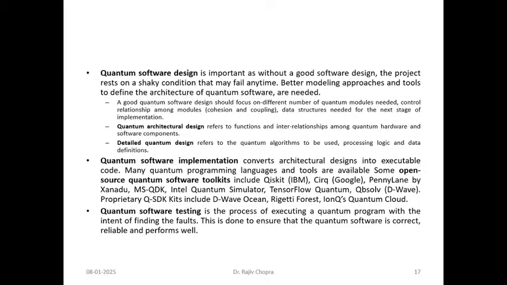Then implementation. Several open source software toolkits are there, like Qiskit, open source by IBM, Cirq by Google, PennyLane by Xanadu, MS QDK, Intel Quantum Simulator, TensorFlow Quantum, and Qbsolv by D-Wave. Proprietary QSDK kits include D-Wave Ocean, Rigetti Forest, IonQ, so many are there, IonQ Quantum Cloud. Then testing is also there. That is the process of executing the quantum program with the intent of finding faults. This is to ensure that quantum software is correct, reliable, and performs well.